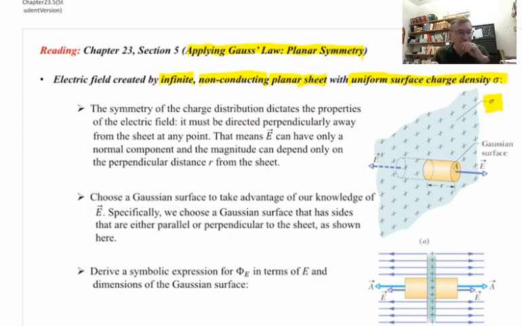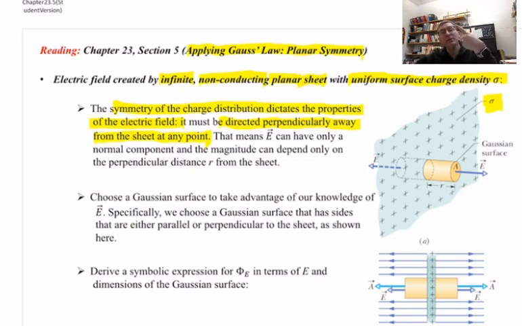Now, because this is a very symmetric distribution, flat and goes on and on and on in 2 directions, that's a lot of symmetry. And just based on that, we can deduce some properties of the electric field. Okay? So the symmetry of the charge distribution dictates properties of the electric field. And here I'm going to tell you what those are. First, the electric field produced by this sheet must be perpendicular, and if it's a positively charged sheet, away from the sheet at any point, perpendicularly away. And it can't have any component that's parallel to the surface. It's got to be perpendicular.